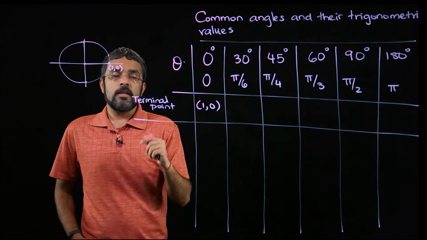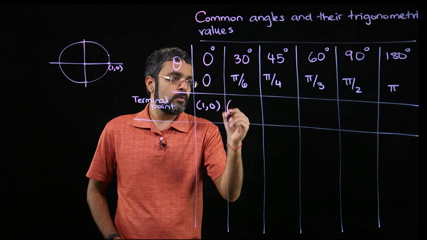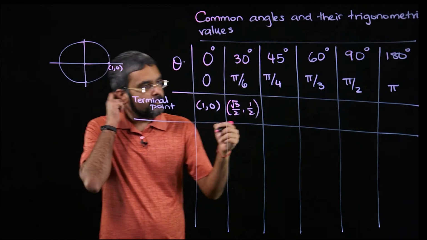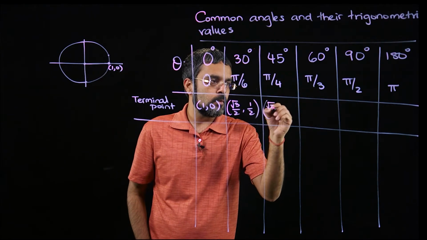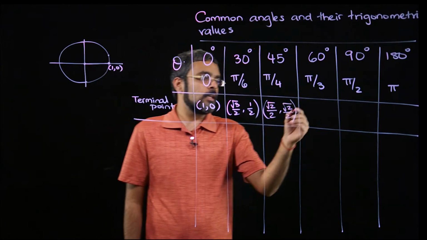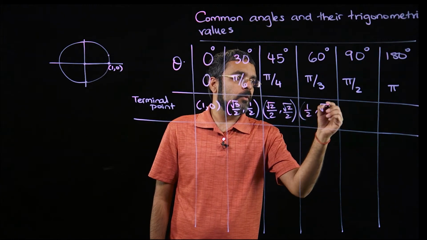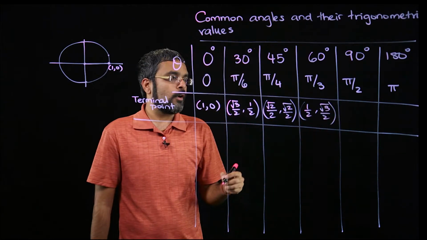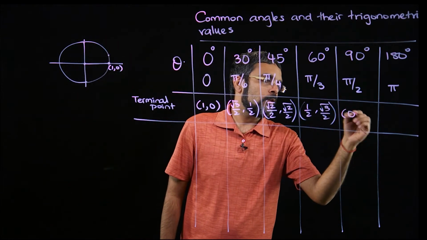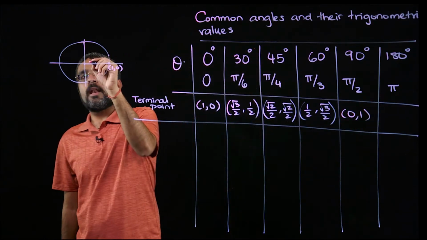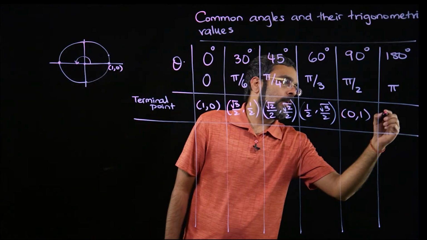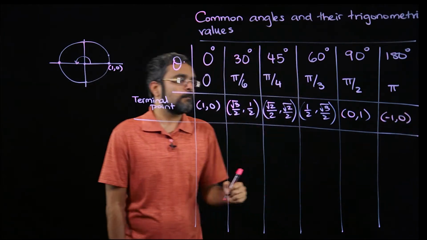So for pi over 6 or 30 degrees, my terminal point comes out to root 3 over 2, comma 1/2. For 45 degrees, it comes out to root 2 over 2, comma root 2 over 2. And then for 60 degrees, it comes out to 1/2, comma root 3 over 2. And then for 90 degrees, this point over here comes out to 0, comma 1. And finally, an angle of pi, if you remember, was 180 degrees. So this is my terminal side, and that point is -1, 0.